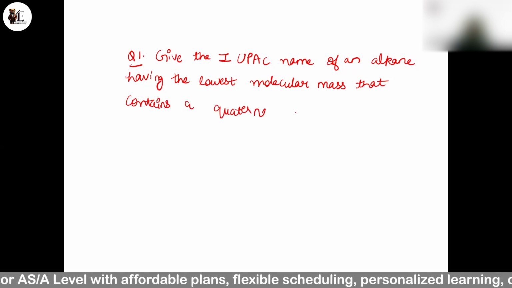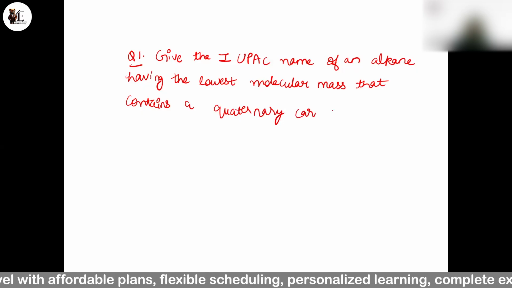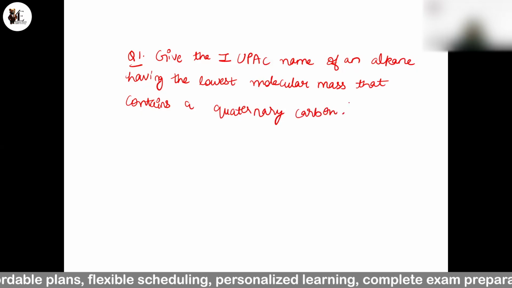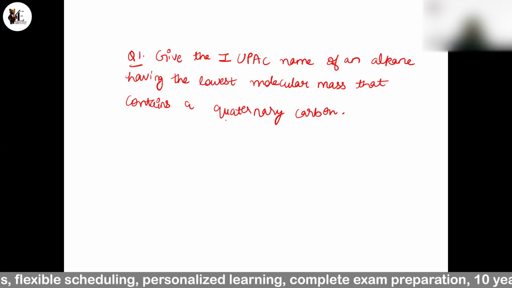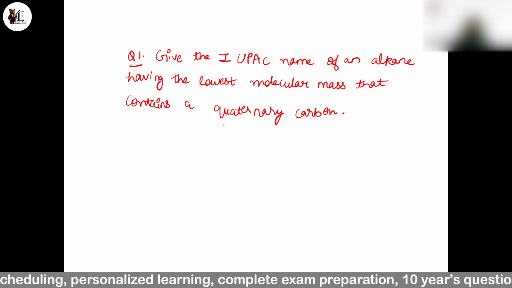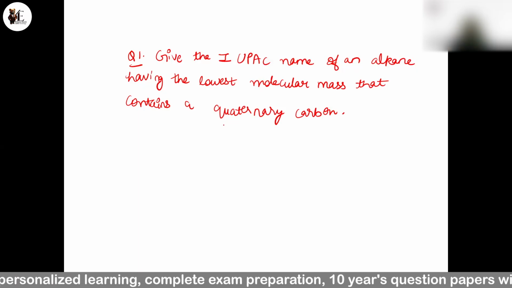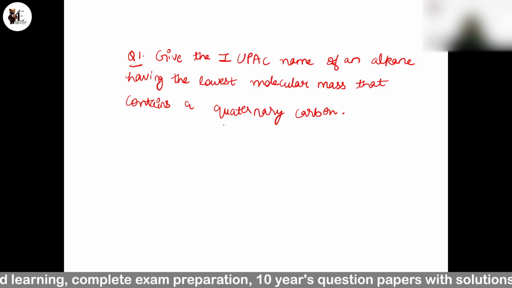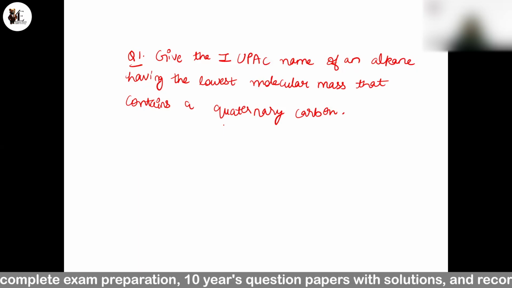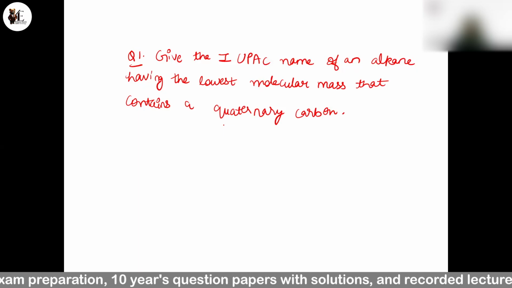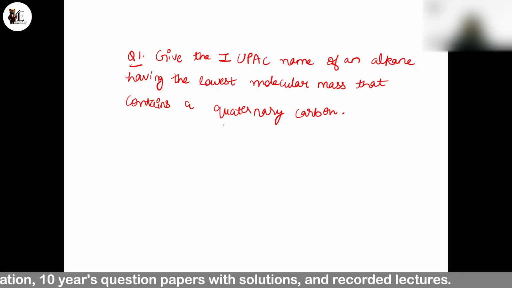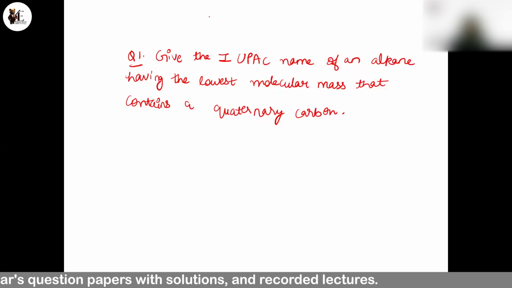Quaternary carbon means that carbon atom is attached to 4 other carbon atoms. And you know that the valency of carbon is 4 only. So that carbon is attached to 4 other carbon atoms. Now satisfy the valency of the other carbon atoms with hydrogen. Draw the structure and tell me its IUPAC name.